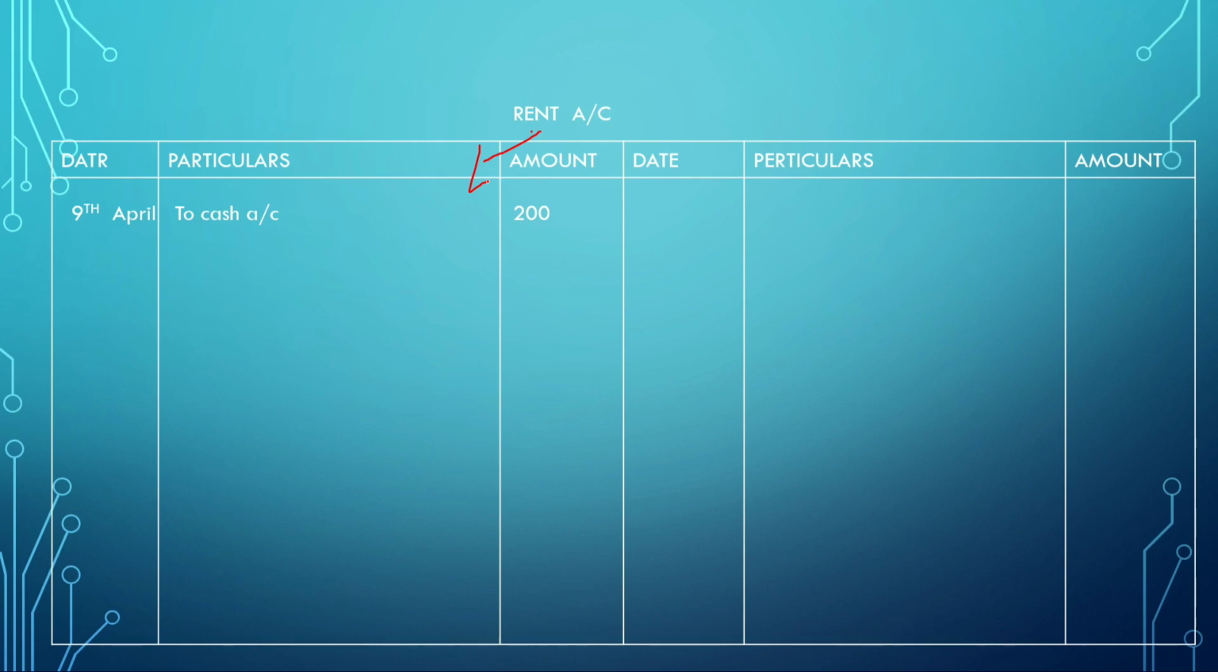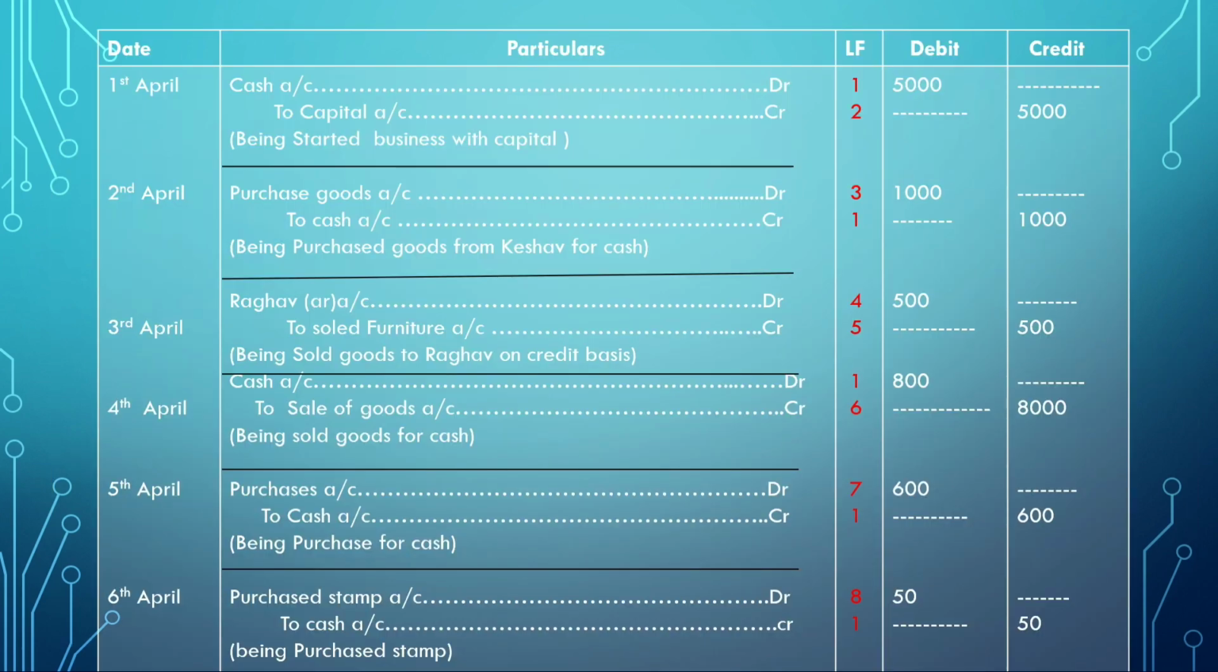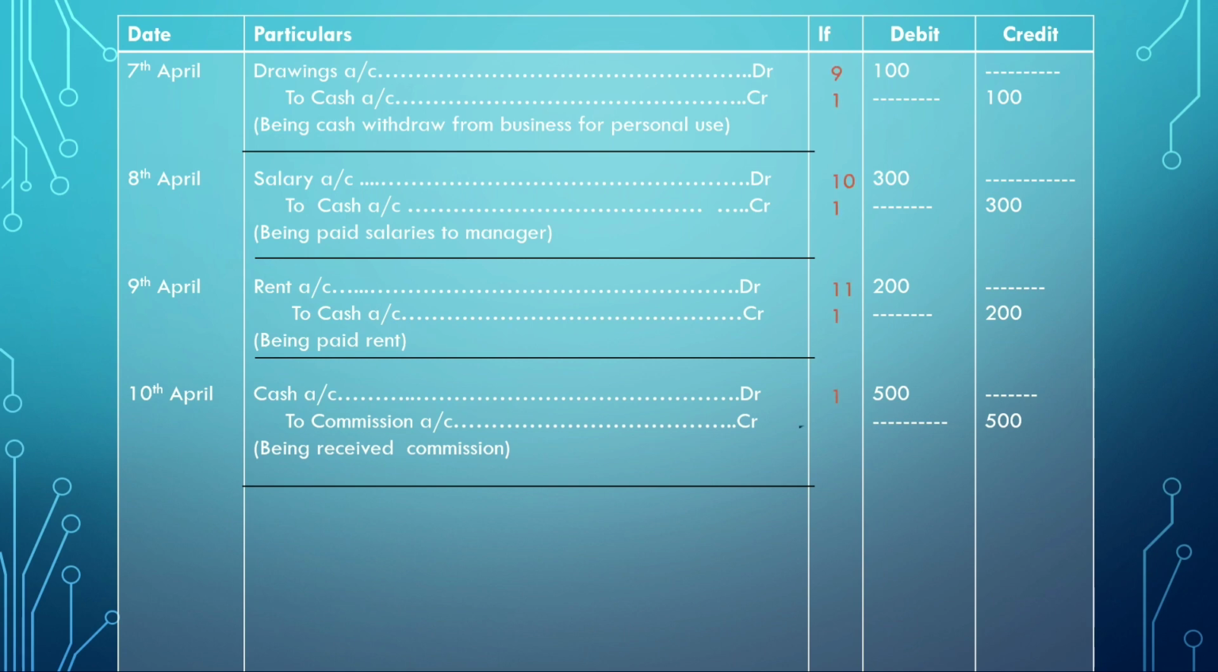The cash is going out and they are rendering rent services. Okay, we'll go with the balances. The debit balance must and should equal the credit. The difference amount will be carried down. So here 200 rupees by balance carried down at the month end, 30th April. This carried down balance will become the opening balance in the next month. The next month is 1st May. The opening balance we can call to balance brought down with the amount of 200 rupees.